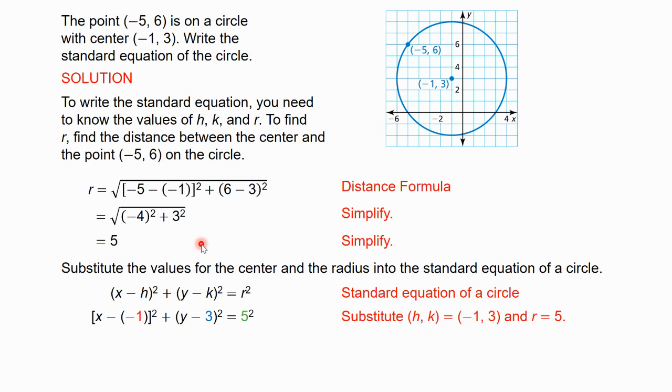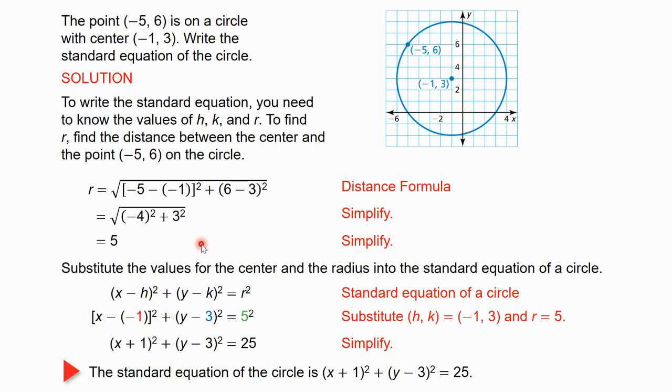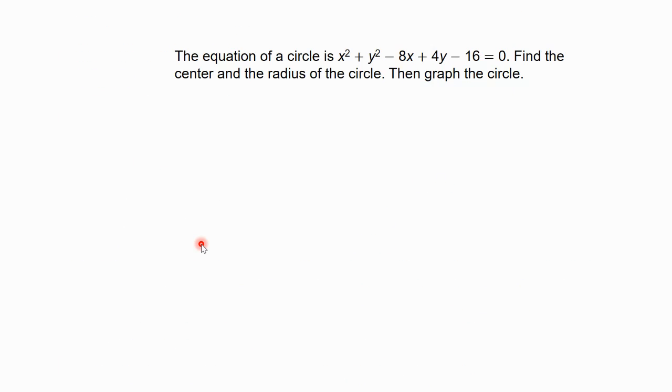And then we would plug in r squared, where r is 5, and square it to get 25, and simplify. So our standard equation of our circle is the quantity x plus 1 squared plus the quantity y minus 3 squared equals 25.